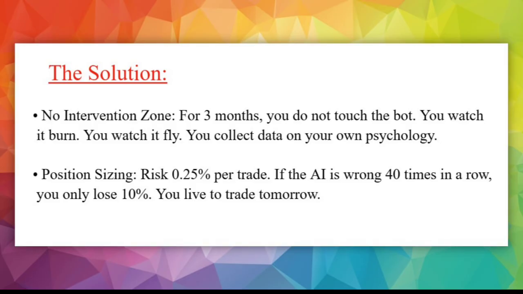The solution: no intervention zone. For 3 months, you do not touch the bot. You watch it burn. You watch it fly. You collect data on your own psychology. Position sizing. Risk 0.25% per trade. If the AI is wrong 40 times in a row, you only lose 10%. You live to trade tomorrow.